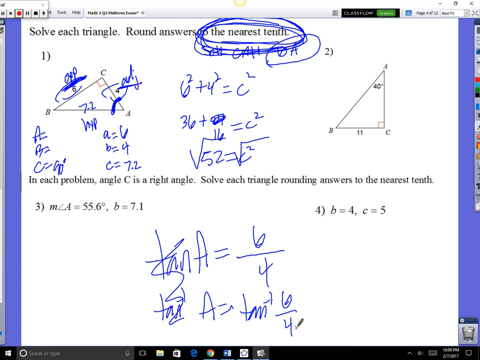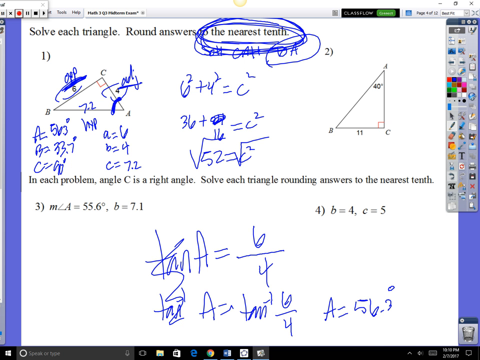So if I go inverse tangent, that tells me A is 56.3 degrees. So if A is 56.3, A and B and C have to equal 180. So I'm going to do 180 minus the 90 is 90. So 90 minus the 56.3, that means B is 33.7. Okay.